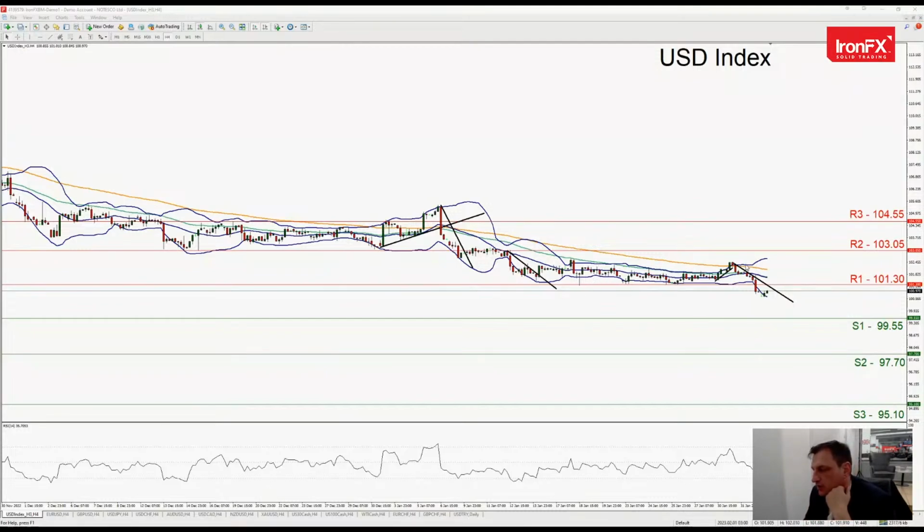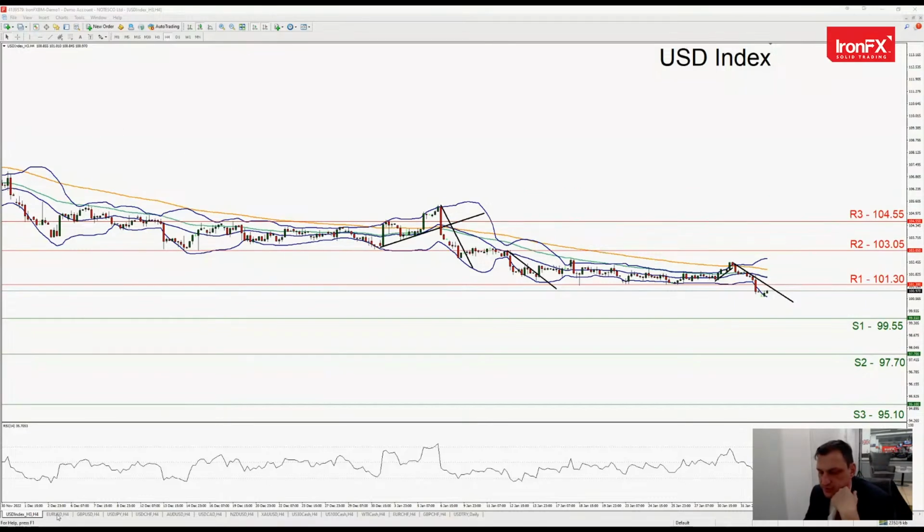For a bullish outlook, I would expect the price action to rise, break the pre-mentioned downward trend line, but at that moment I would also require a breaking of the R1 at 101.30 and the price action to start aiming for the 103.05.